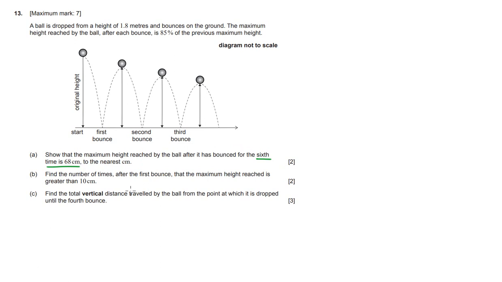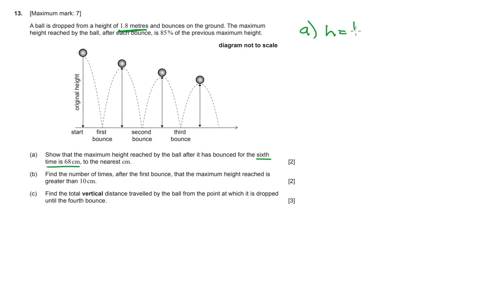So what we're going to want to do here, when we notice that it's going down by the same amount each time, 85%, is that this is a geometric sequence. But we can make our life a little bit easier. The height is going to be, we always start with our original height, which is 1.8 meters.